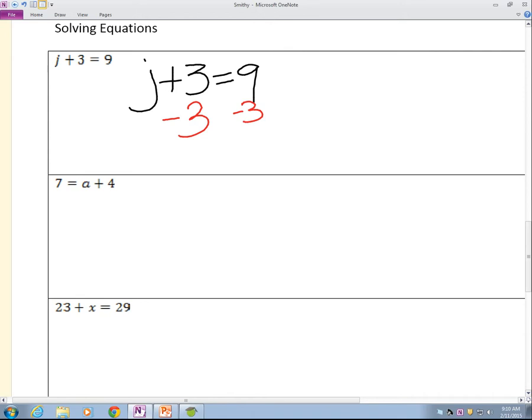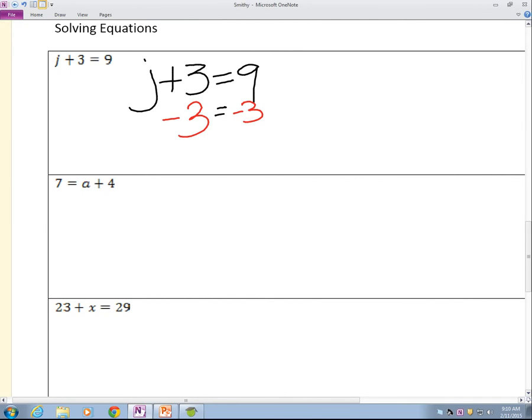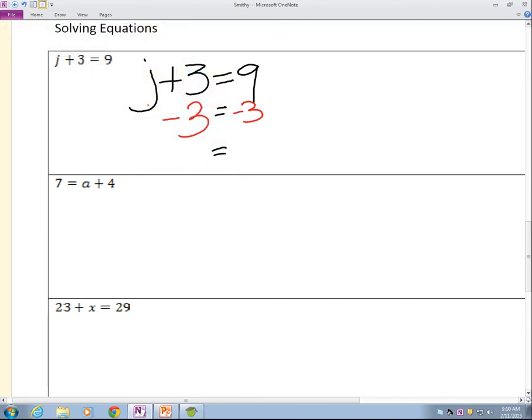Okay? Is it safe to say that negative 3 is equal to negative 3? Yes, negative 3 is equal to negative 3. So we can put that equal sign in between every step. So what do we have left? What is on the left side of the equal sign? J, just J. Good. What is on the right side of the equation, Nikki? 6.